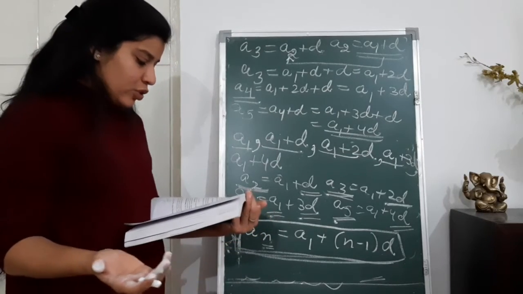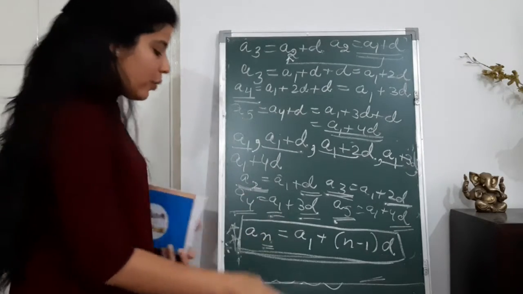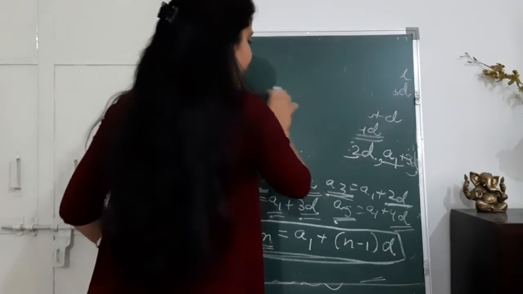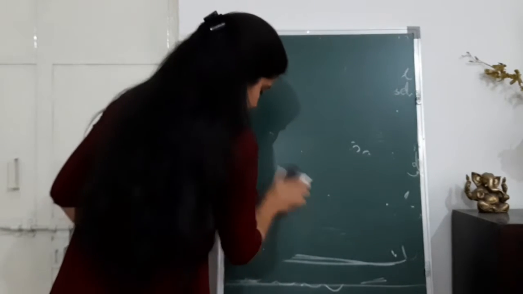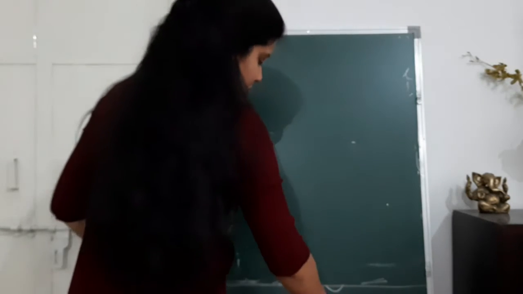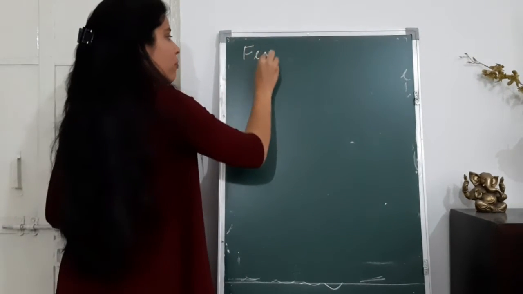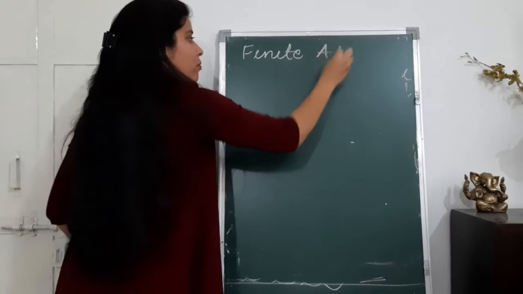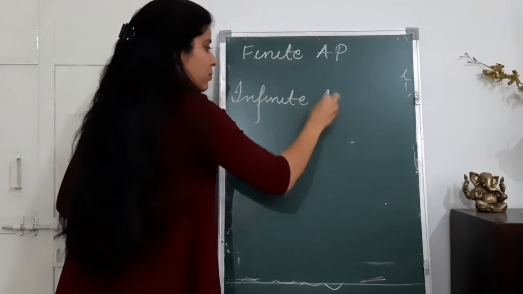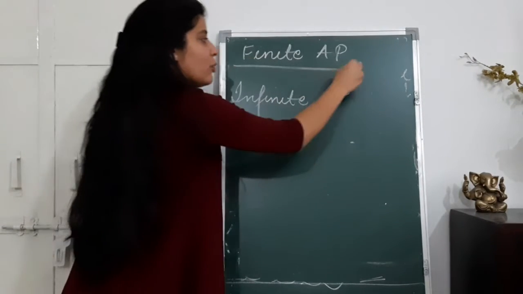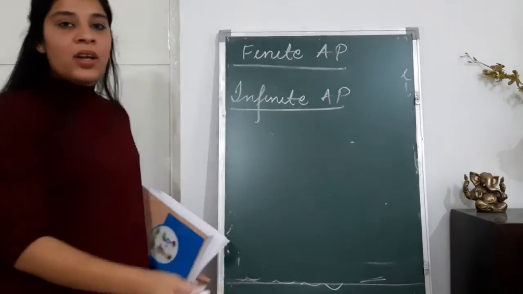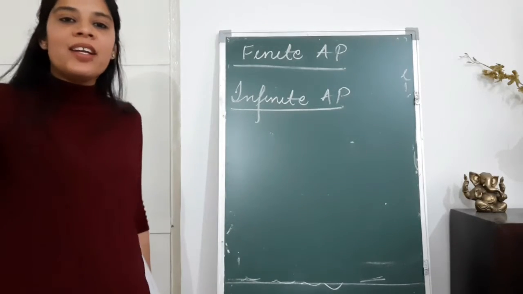Okay, now just one small thing which we have to keep in mind. There are two kinds of AP, finite AP and infinite AP. Finite APs are the ones which have a finite number of terms in them, and infinite APs are the ones which keep on going, which have an infinite number of terms in them.